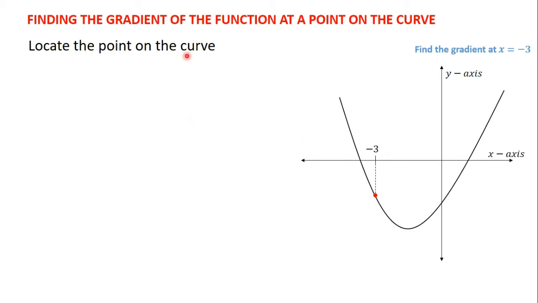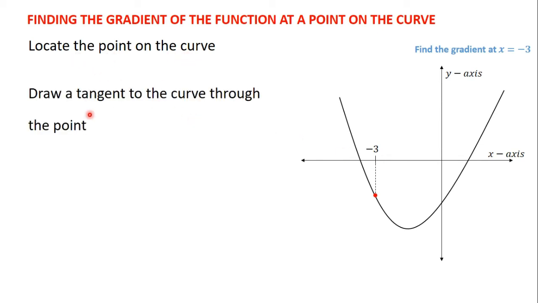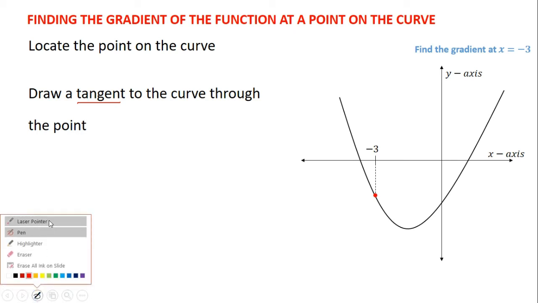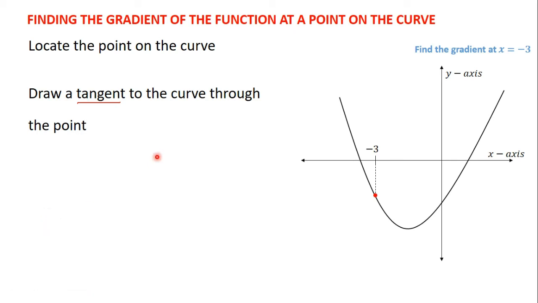After you have located the point on the curve, the next thing you have to do is to draw a tangent to the curve through the point. Now we have met a new word here, tangent. What is it? In the videos on plane geometry, we learned that a tangent to a surface is a line drawn to touch the surface.